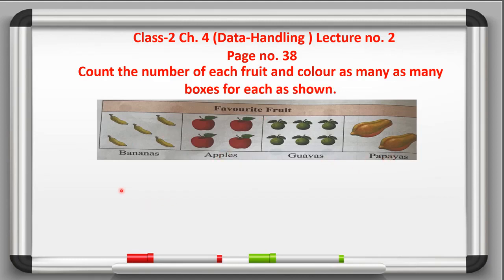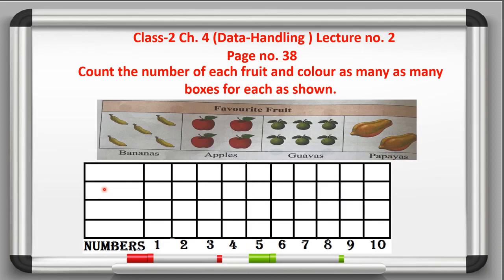Okay, so here beta, here is a table. In this table we have to fill the fruits, okay, as many as it is given. Okay, so here we will fill bananas, then apple, then papayas and then guavas. Okay, so let's start from bananas. So here first we will count how many bananas are there.